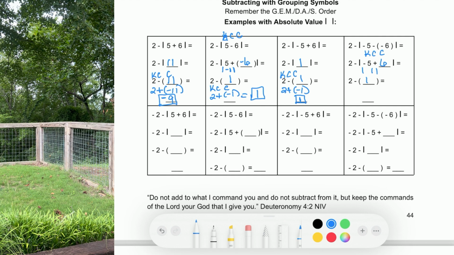We're going to keep it, change, so that we can actually add them. 2 plus -1, that actually gives us 1. So these 3 problems gave us the same answer, even though they were written as different problems. All because of the absolute value and the positive negatives.